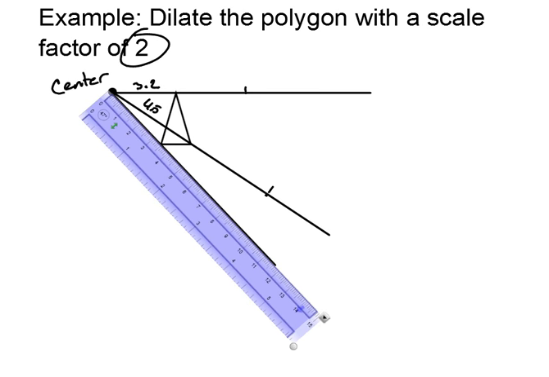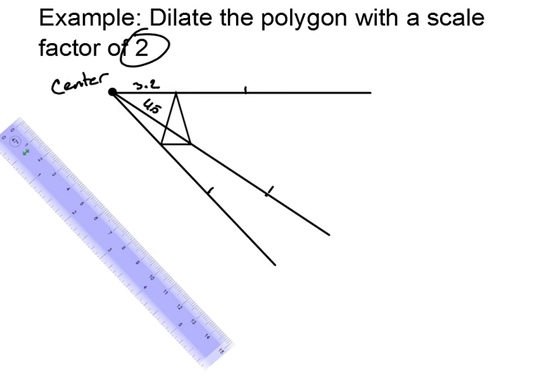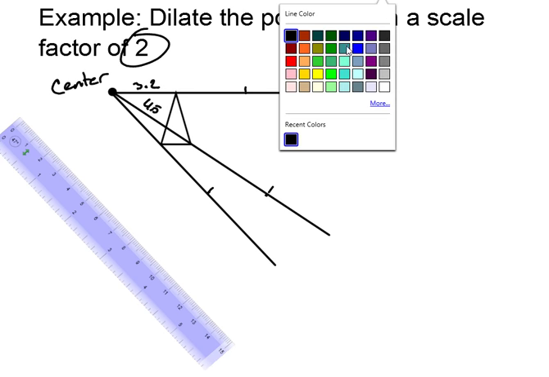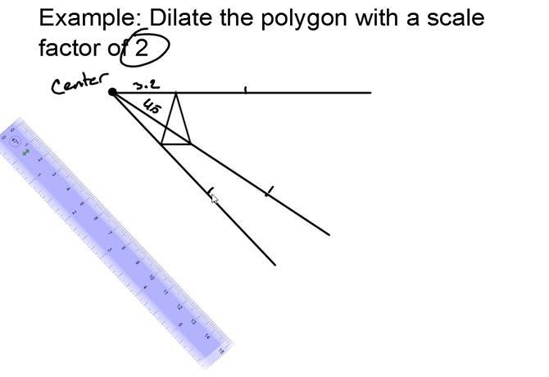And the last measurement is 3.4. 3.4 is my last measurement. So I'm going to double 3.4. So 3.4 times 2 is 6.8. Here's 6, 6.5, 6.8 is about right here. Now all I have to do is connect these into my new triangle.